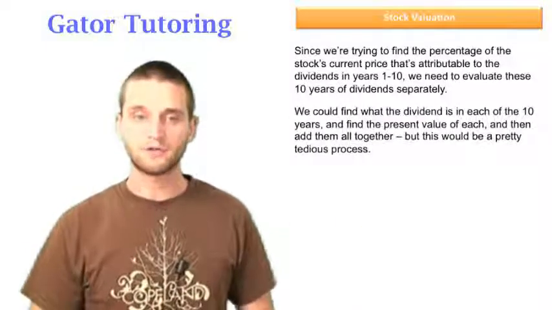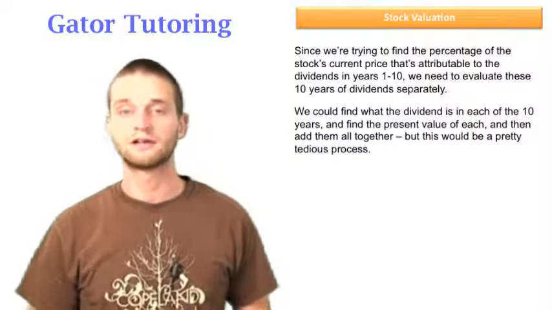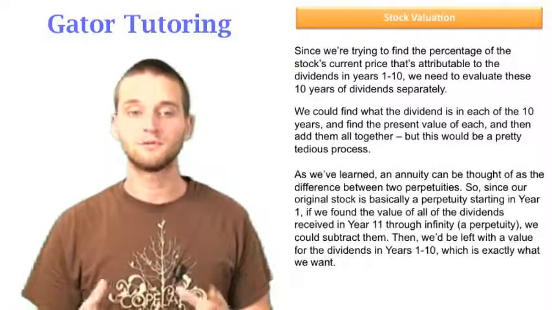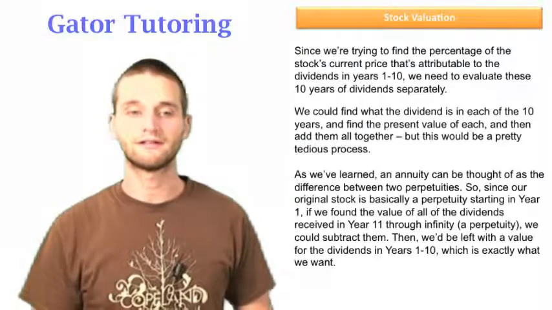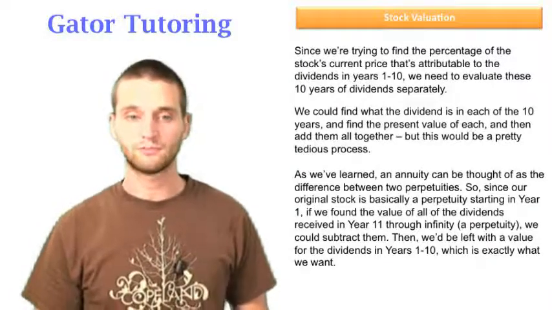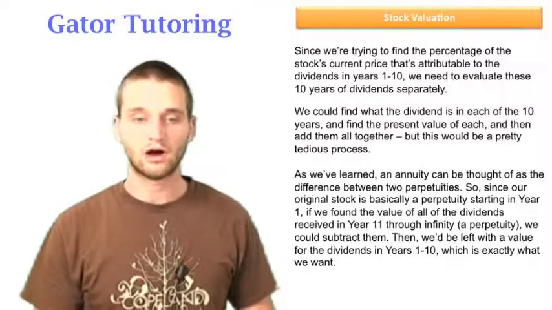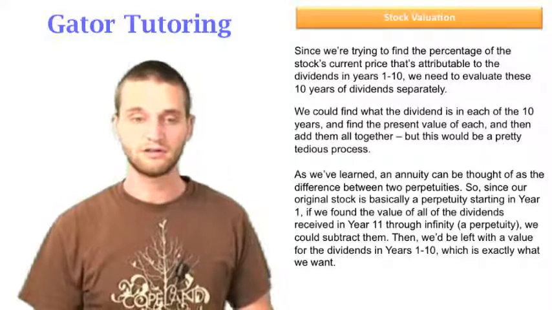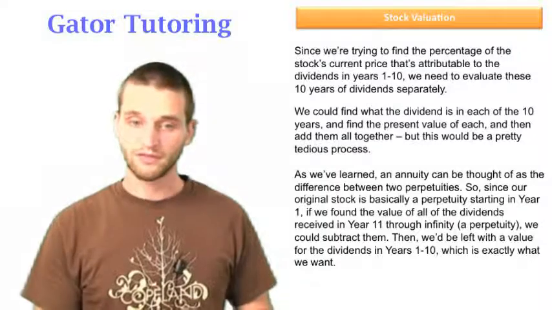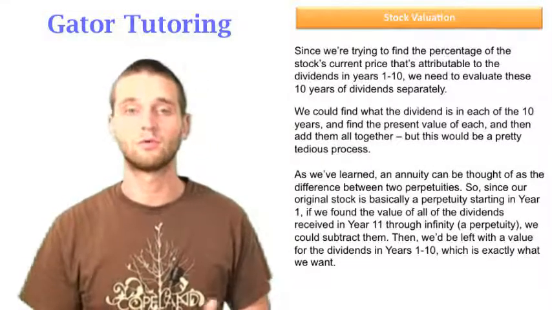Well, we could find what the dividend is in each of the 10 years and then find the present value of each and then add them all together. But this would be a pretty tedious process. So as we've learned, an annuity can be thought of as the difference between two perpetuities. Since our original stock is basically a perpetuity that starts in year 1, if we found the value of all of the dividends received in year 11 through infinity, which is a perpetuity, we could subtract them. Then we'd be left with a value for the dividends in years 1 through 10, which is exactly what we're looking for.